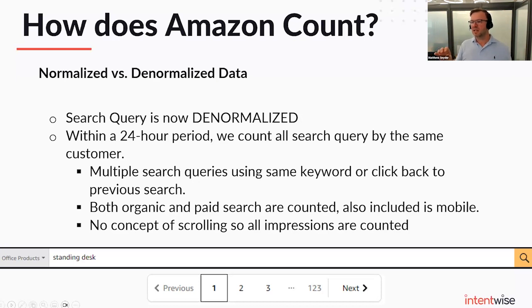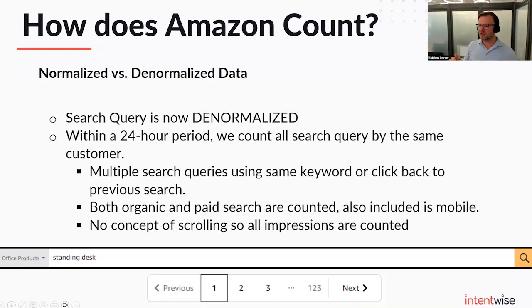Normalized data is, for example, when we talk about our advertising, Amazon says unique impression within a 24-hour period. So think of an impression versus a detail page session, which counts as a single user experience for the 24-hour period. What Amazon is counting here, though, is all activity within a 24-hour period.